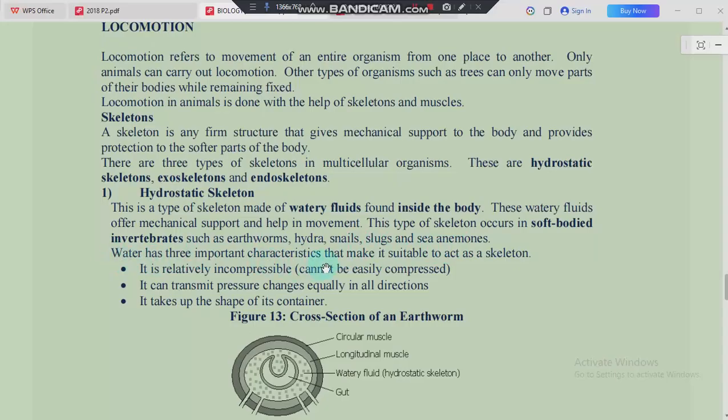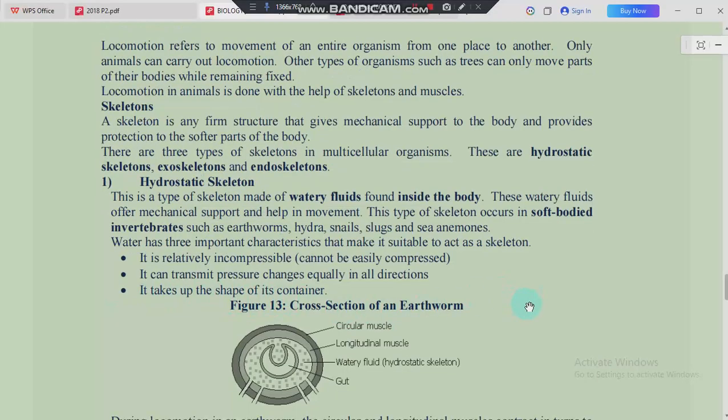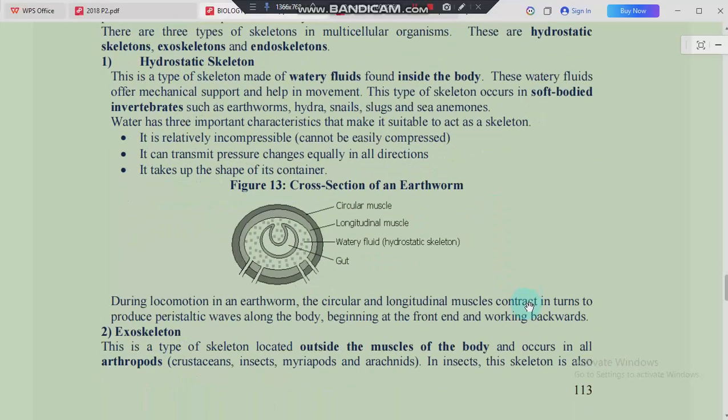Water has important characteristics that make it suitable to act as a skeleton. This is quite new. Number one, it is relatively incompressible and cannot be easily compressed. Number two, it can transmit pressure changes equally in all directions. And then number three, it takes up the shape of the container. That's quite interesting. We are being told that water is a skeleton.